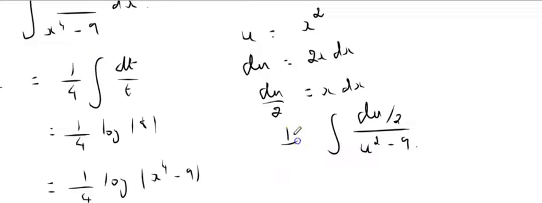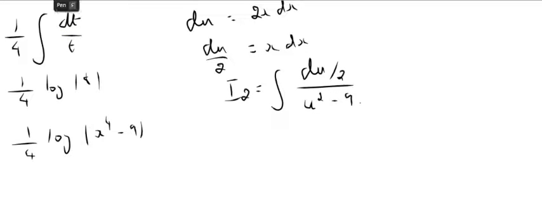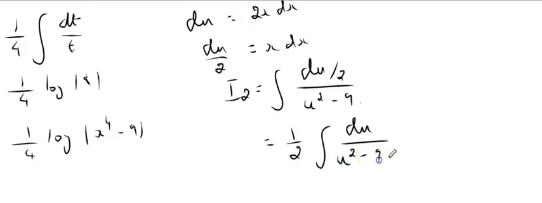So this is now going to be equal to I2. On integrating, I will get this. Now you know this is of the form, I'll take the half outside. Half integration of du by u squared minus 9. This is of the form integration of dx by x squared minus 9.